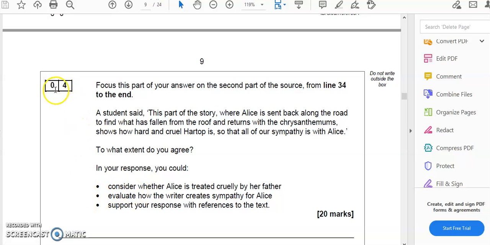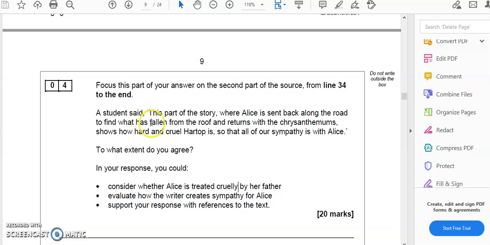You can use that for your answer to question 4. Just because you've used it in question 3 doesn't mean you can't use it in question 4, because you're going to be dealing with it in a different way. You're no longer just going to be talking about structure. You're going to be talking about how it creates this atmosphere, how it creates this idea that Hartop here is a bit of a monstrous father.